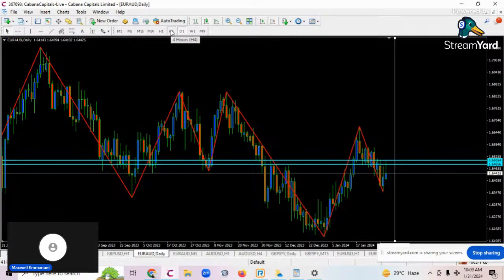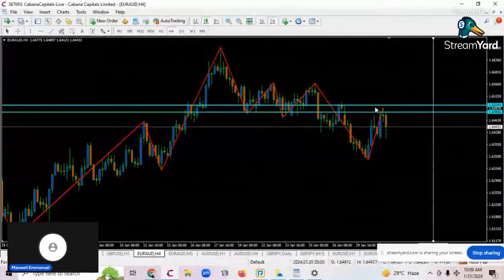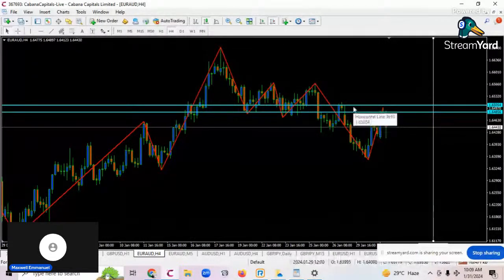So let's see what we have on 4 hour at the moment. You can see when price entered into that zone, a doji candlestick formed. Can you see that a doji candle formed, which indicates the trend ending from bullish to bearish? So at the moment, the bears are still in control. If you're considering buying Euro Aussie, you should wait for price to break this supply zone.